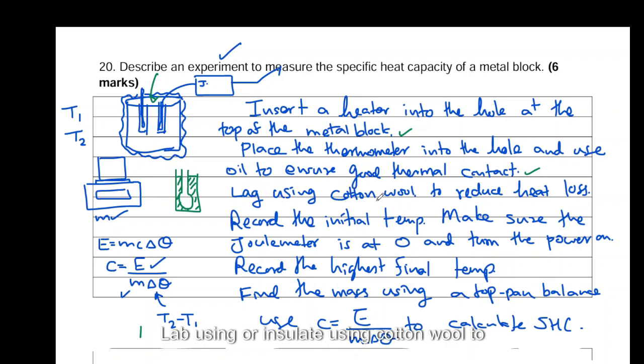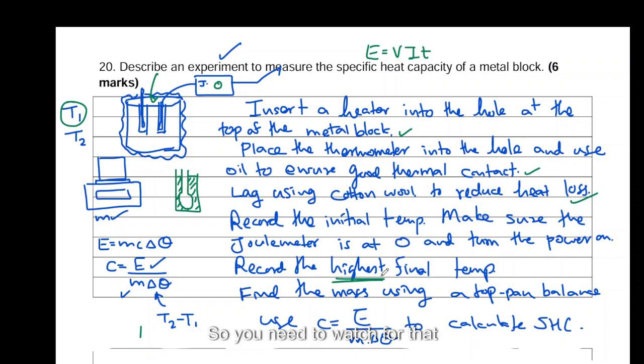Lag or insulate using cotton wool to reduce heat loss. Record the initial temperature, we call it T1 earlier. Make sure the joule meter is at 0 because this should start with 0 and then power on. Instead, you can use a voltmeter and an ammeter and you can record the time. And then you can use energy is equal to VIT. That also works, or this one is fine. Then record the highest final temperature. Now that's really important because even sometimes after you turn this off, the temperature might keep on rising. So you need to watch for that and see what's the maximum temperature that it goes to and then record it. So we call it T2.